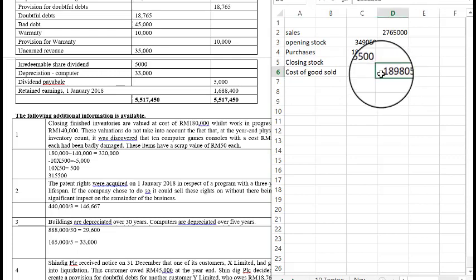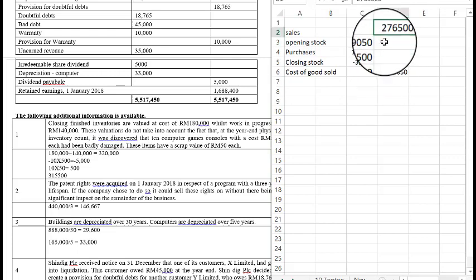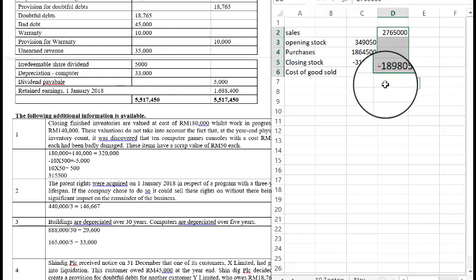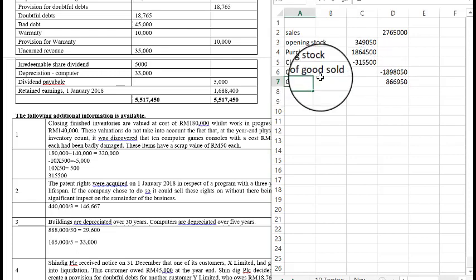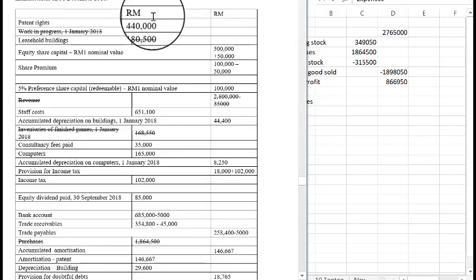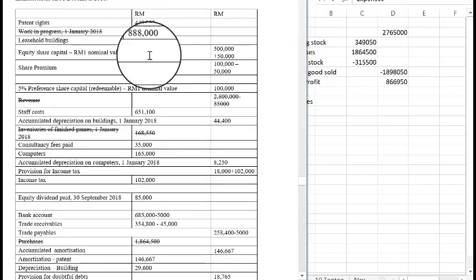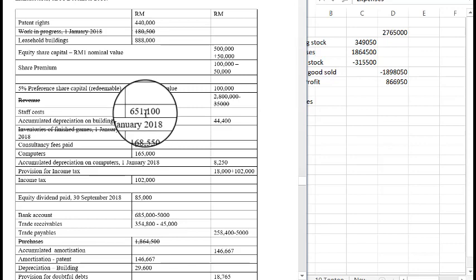Now, total, if you look at here, this is on this side. So total, you should have a gross profit of 866,950. So this is your gross profit. Now next we need to minus the expenses. Check your expenses is always on the debit side.